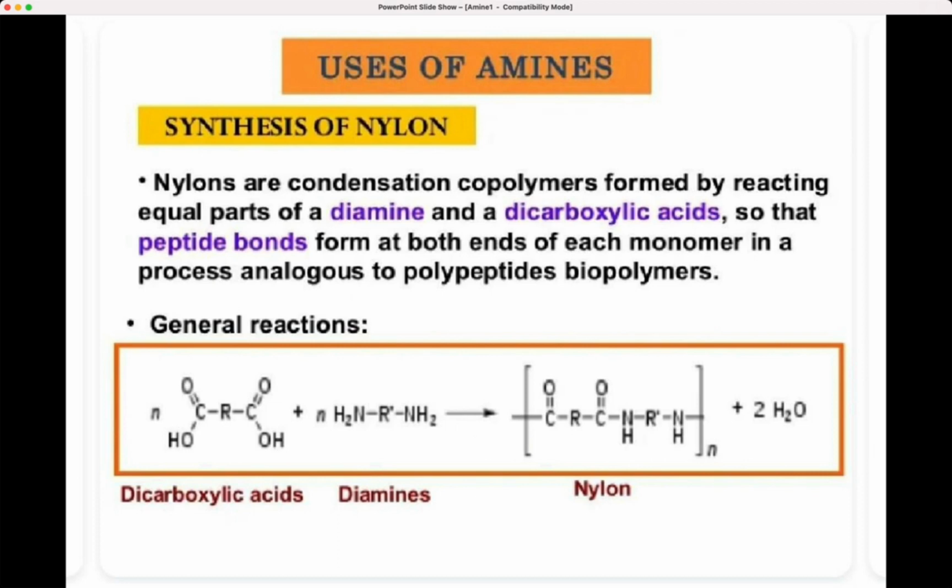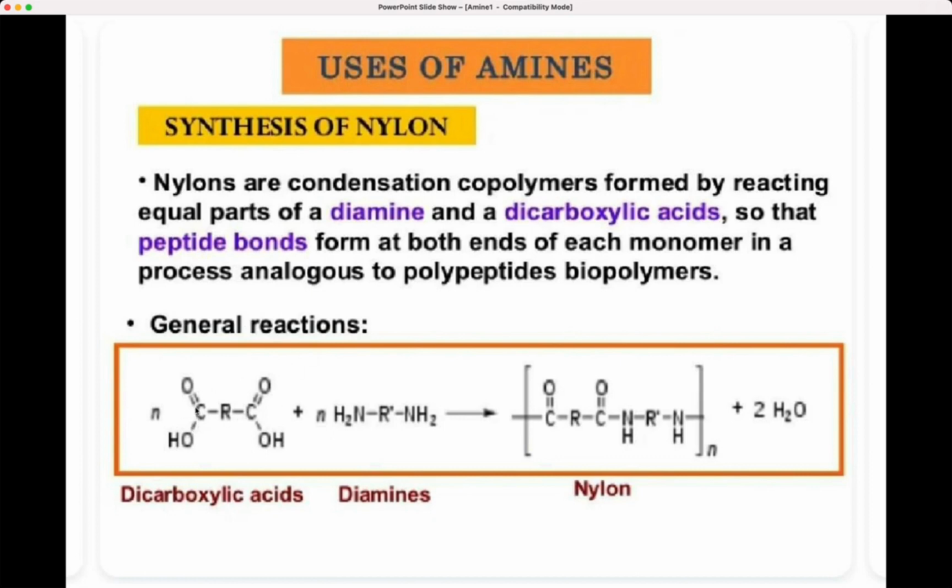Okay, now what are the uses of amines? Mainly they are used in the synthesis of nylon. Nylons are condensation copolymers. How do you get them? Equal parts of diamine react with dicarboxylic acid, so peptide bonds are formed at both ends of each monomer. You can see the general reaction here.